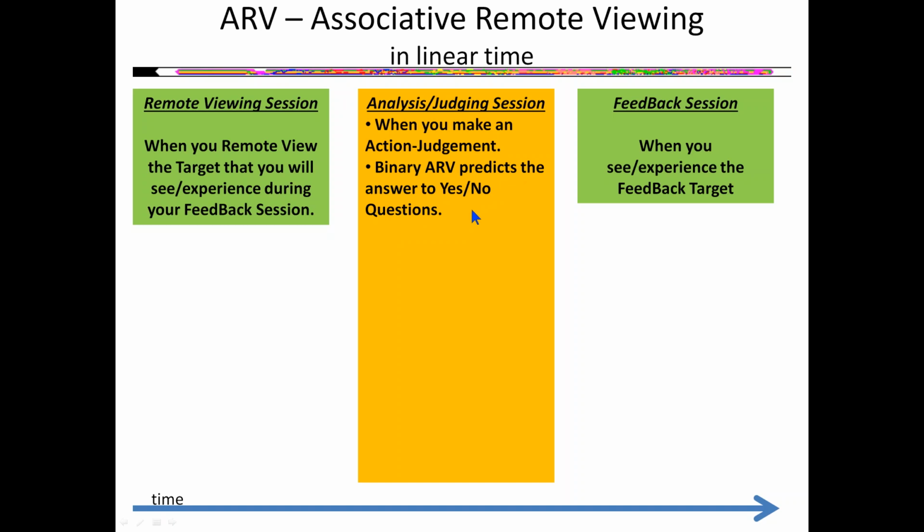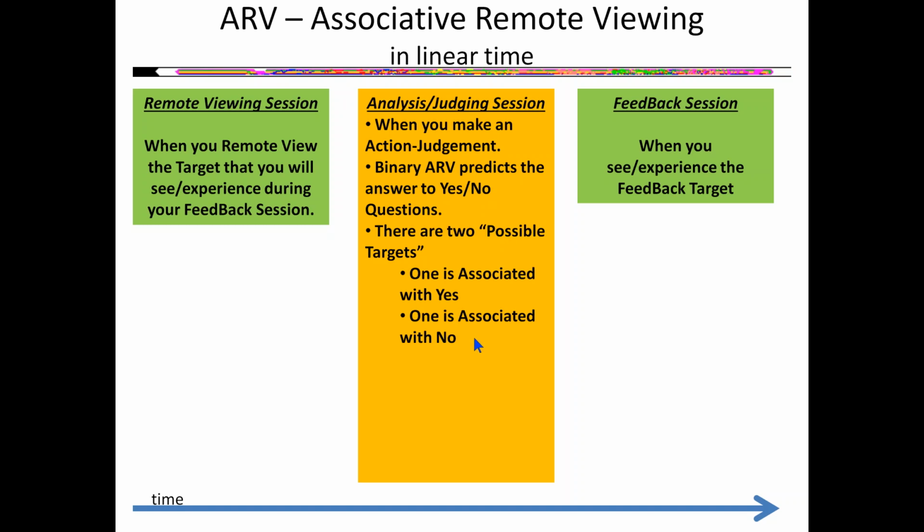And so here, the prediction is going to be ultimately an answer to a yes-no question. Now, how do we relate that to the feedback target? Well, there are two possible targets actually, and that's the key word here, possible targets. One is associated with yes, the other is associated with no.